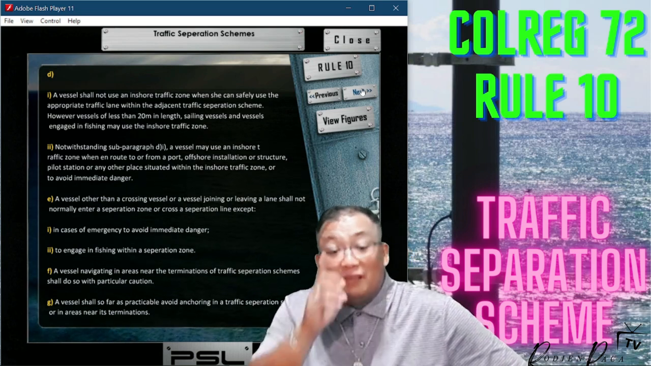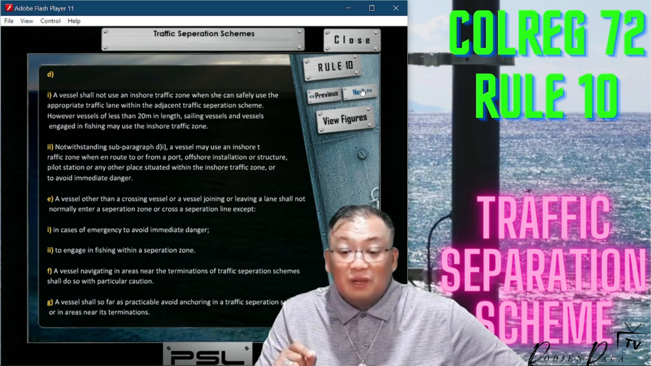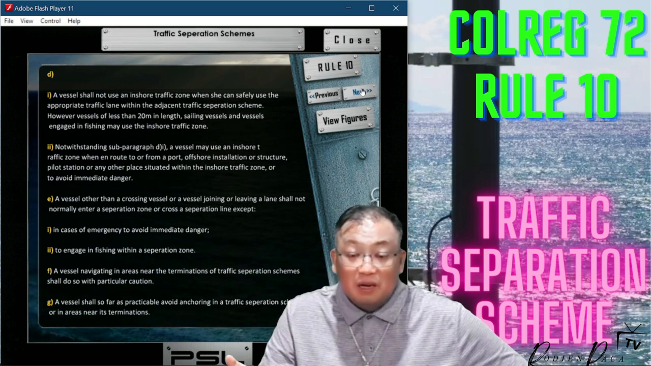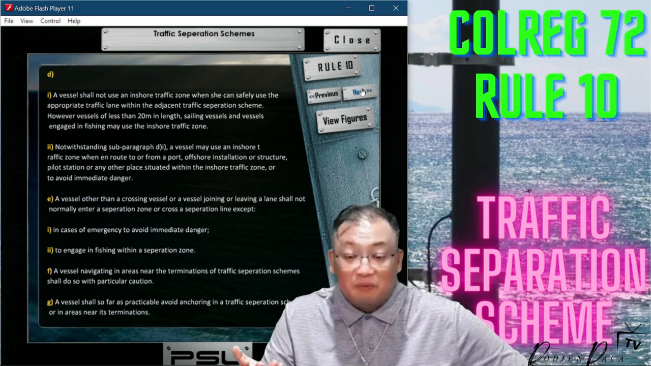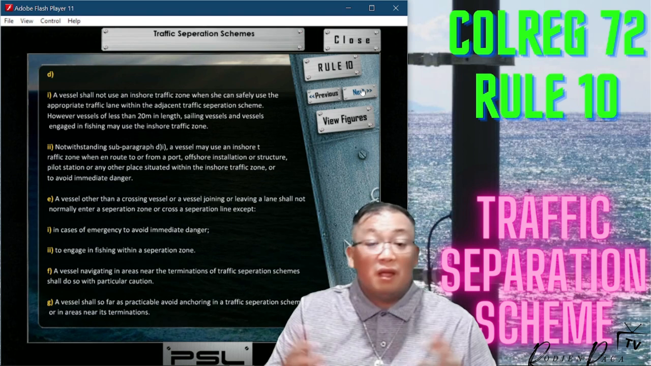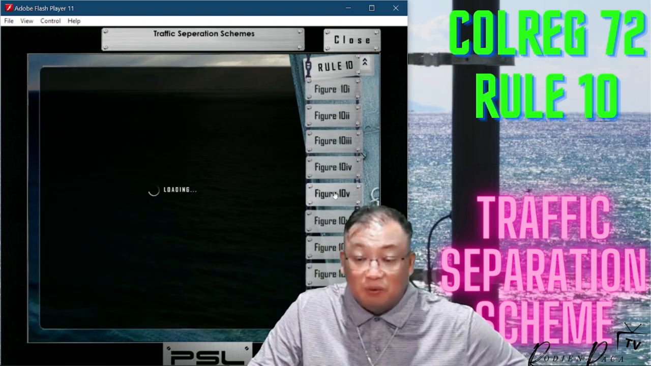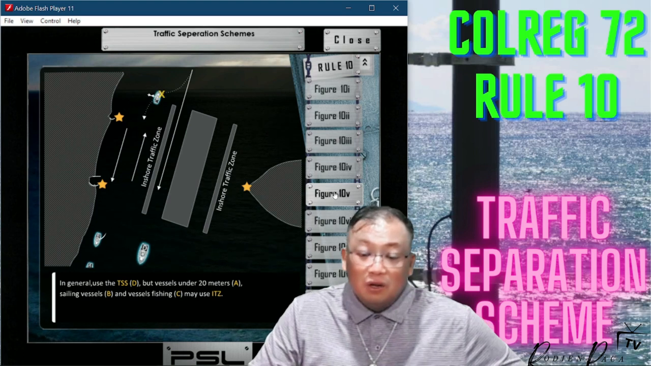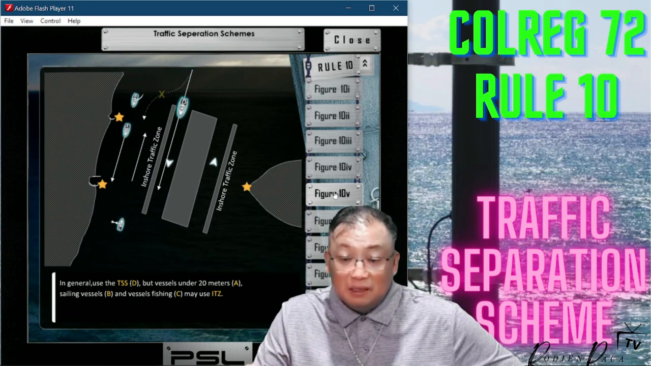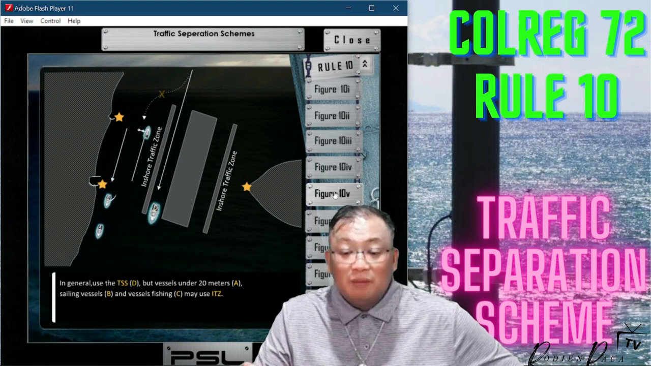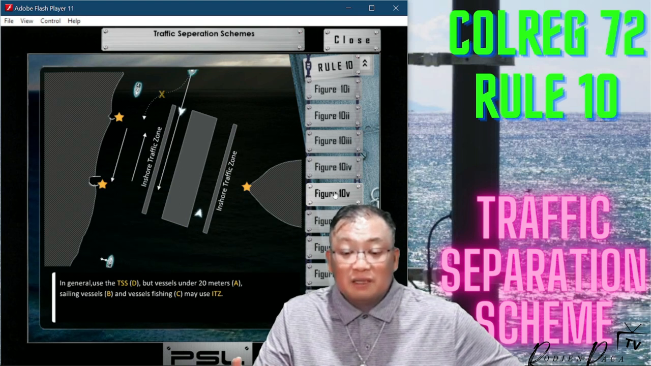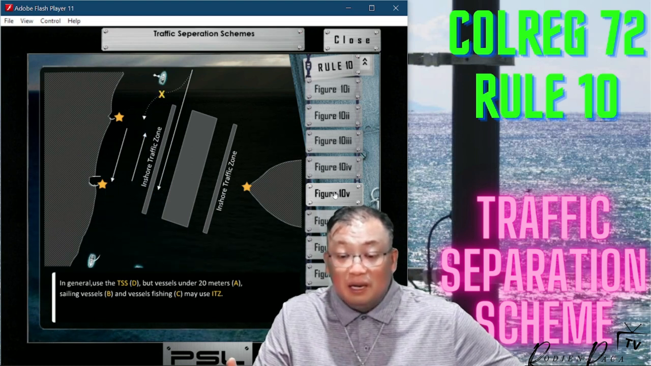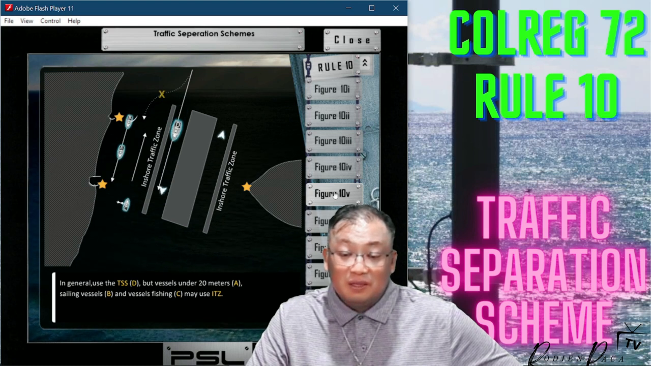Delta 1: a vessel shall not use an inshore traffic zone when she can safely use the appropriate traffic lane within the adjacent traffic separation scheme. However, vessels of less than 20 meters in length, sailing vessels, and vessels engaged in fishing may use the inshore traffic zone. We have shown you what the inshore traffic zone is, if you remember. In general, use the TSS, but vessels under 20 meters, sailing vessels, and vessels fishing may use the inshore traffic zone.